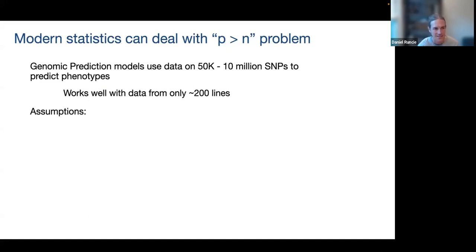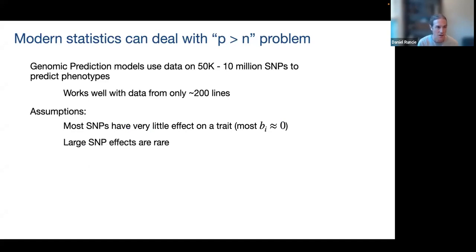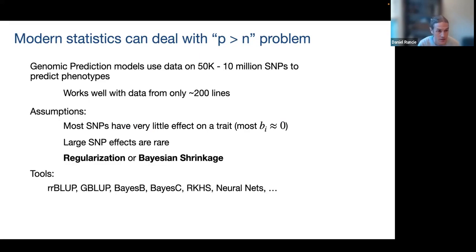One assumption they make is that most SNPs have very little effect on a trait, which means that most of these effects are very small. There may be a few large effect SNPs, but they are very rare. And so they code these, and what this is called is regularization or Bayesian shrinkage. This is the approach that tools like GBLUP or RR-BLUP or BayesB or any of a number of the machine learning approaches are effectively coding assumptions like this into their models.